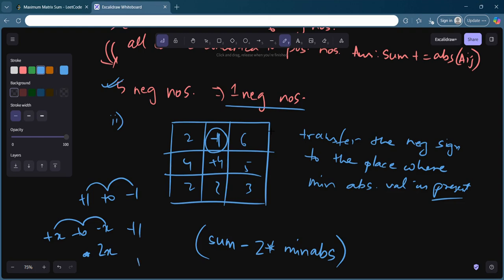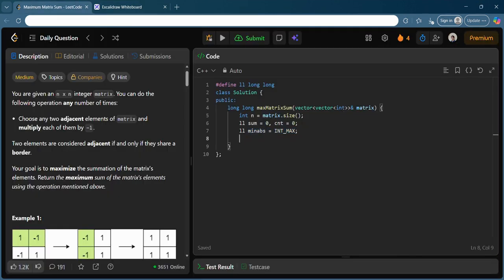Okay, if the contribution would have changed from plus x to 0, then the change would have been plus x. But since the contribution is changing from plus x to minus x, you would need to jump it twice. Okay, so sum minus 2 into minimum absolute sum. Okay, so yeah, I hope it is very clear, very simple, and we can just simply do the coding. The coding portion is always very easy, right? Once you understand the logic, mostly if it is not implementation based. But yeah, in this case the coding is pretty straightforward.